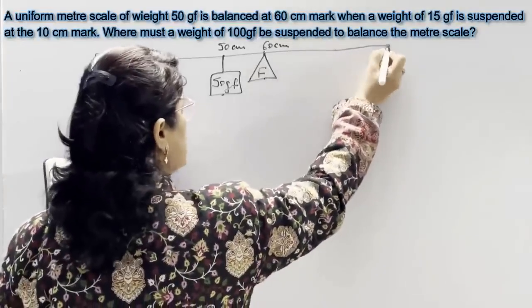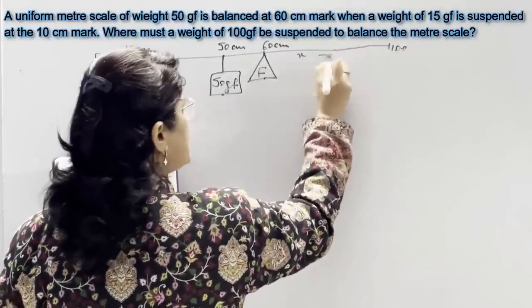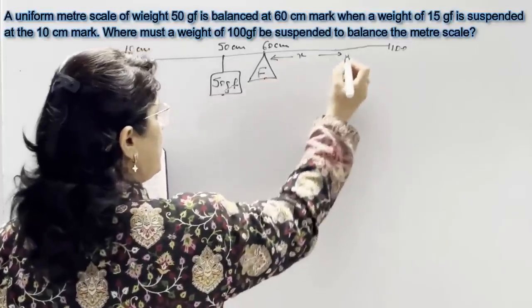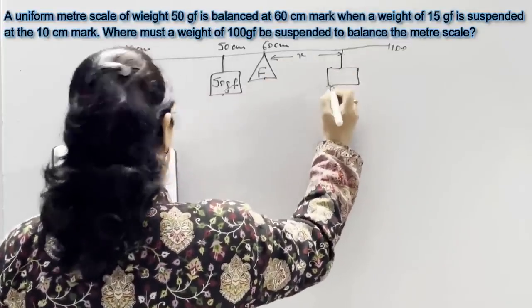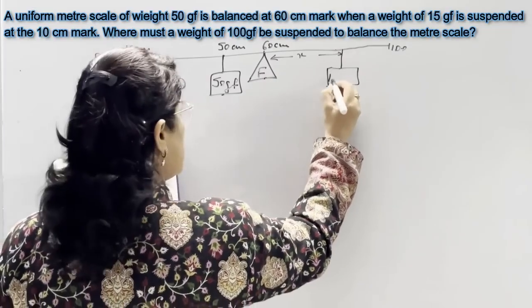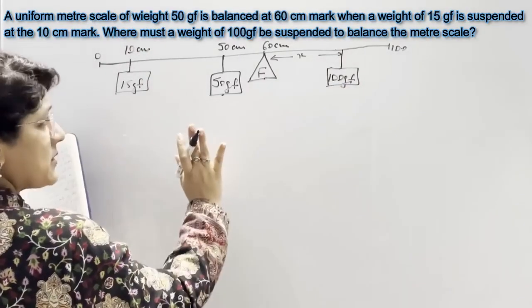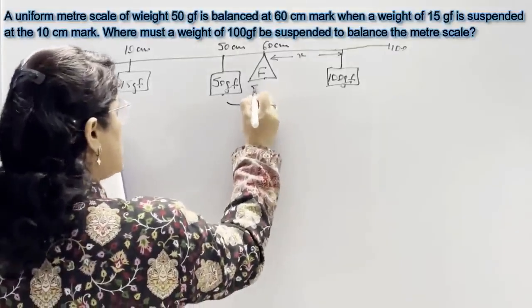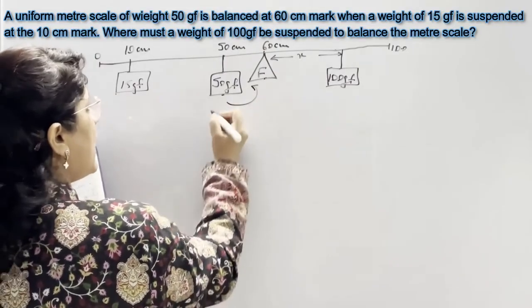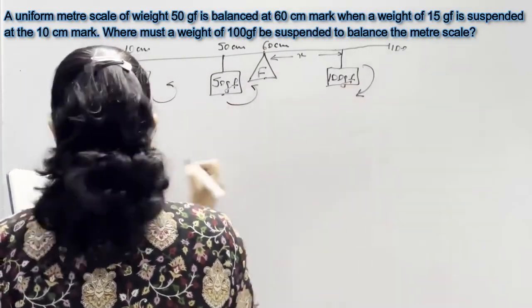Obviously, it should be on the opposite side, but we don't know the position, so we are taking it as x meter away from the fulcrum. Suppose this is at a distance of x meter and the value of the weight given is 100 GF. Now, if the diagram is correct, then further calculation can never be wrong, because these are our principle of moments: this is in the anti-clockwise direction and this is in the clockwise direction.